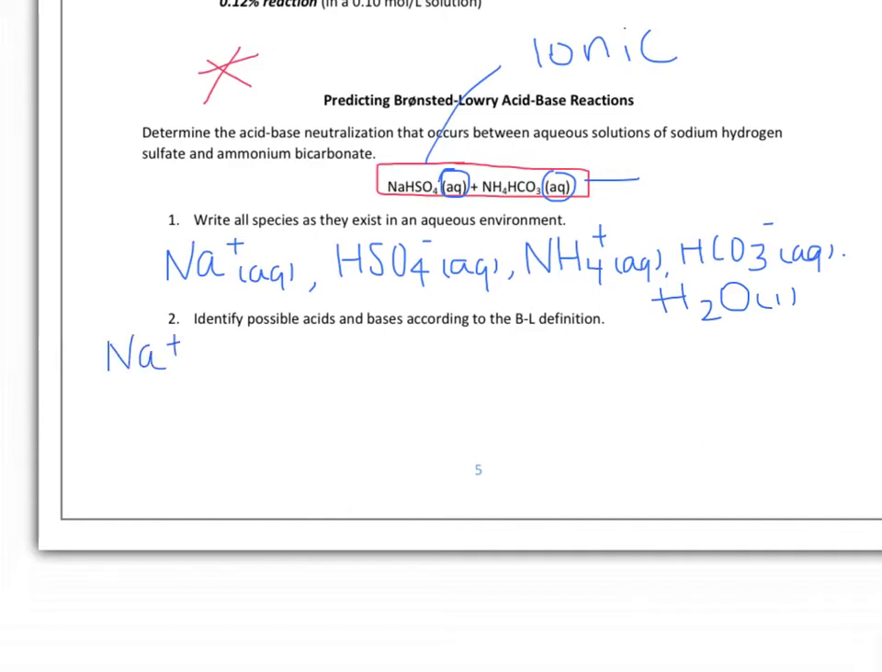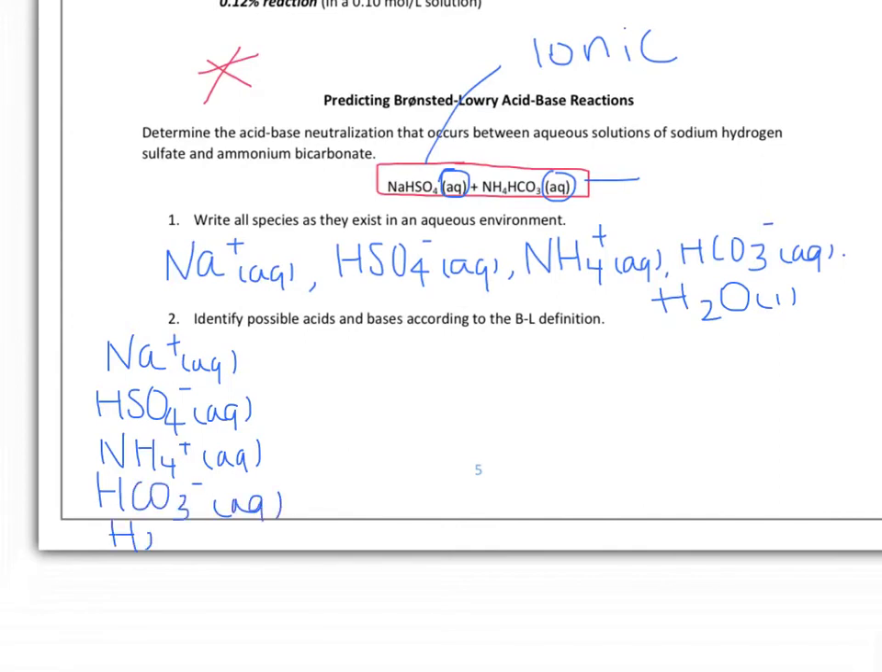So we have Na+, HSO4-, NH4+, HCO3-, and H2O liquid. Now we need to classify each of these. Recall from Science 1206 that sodium, Na, is simply a metal. Metals contain no acidic or basic properties, so we're going to forget about that altogether.